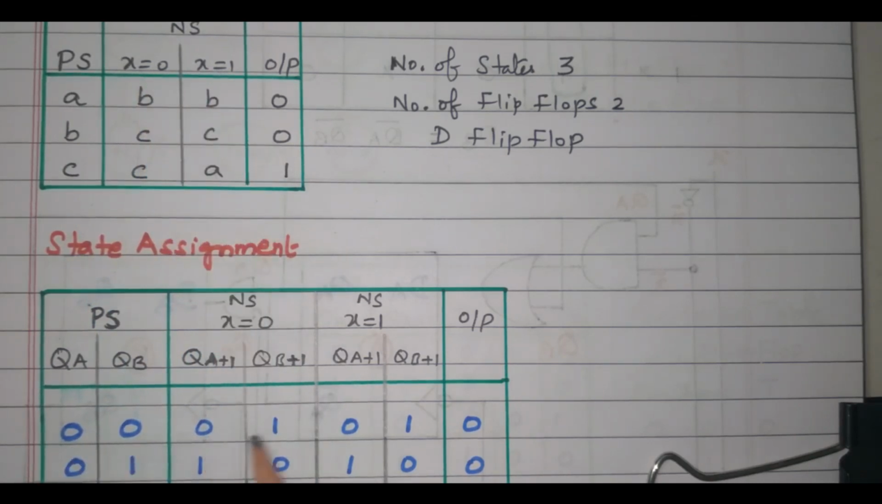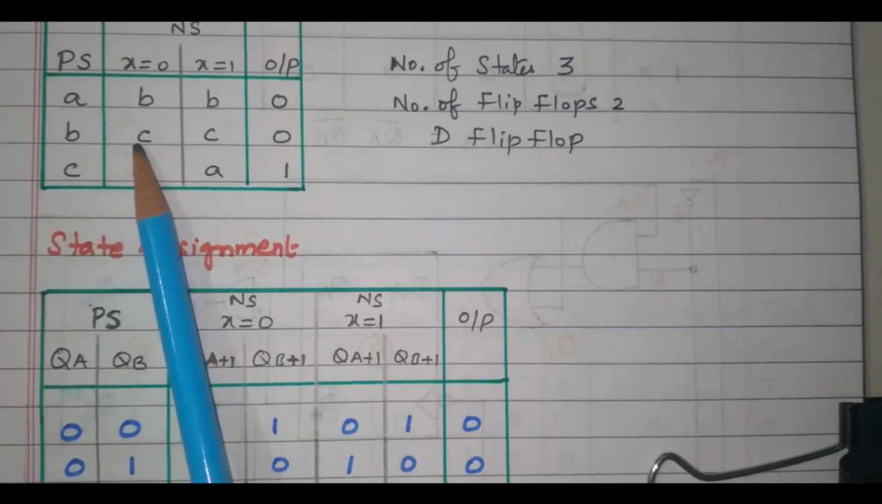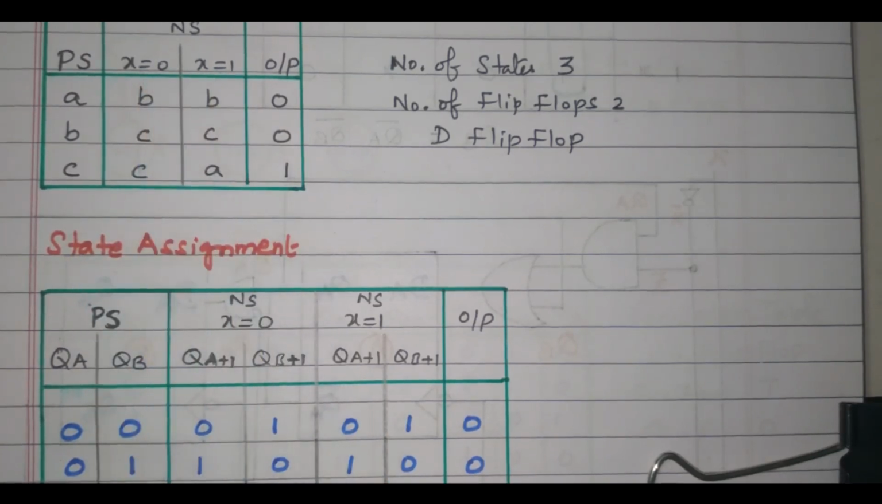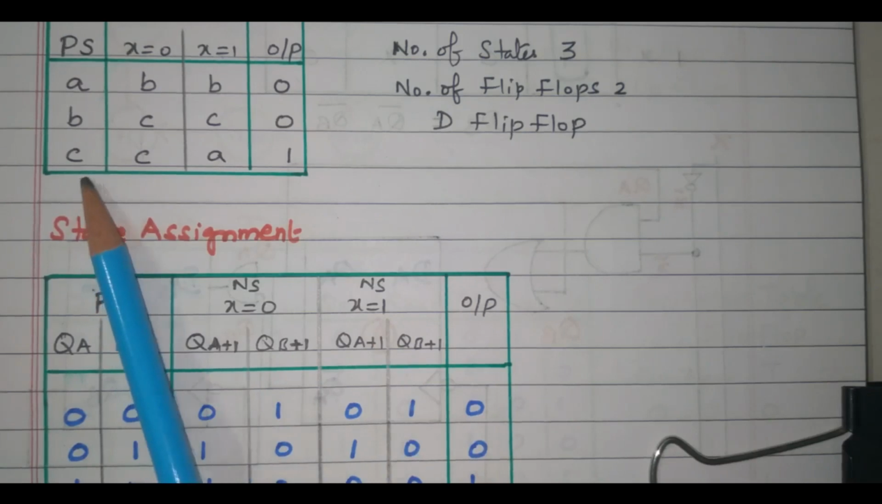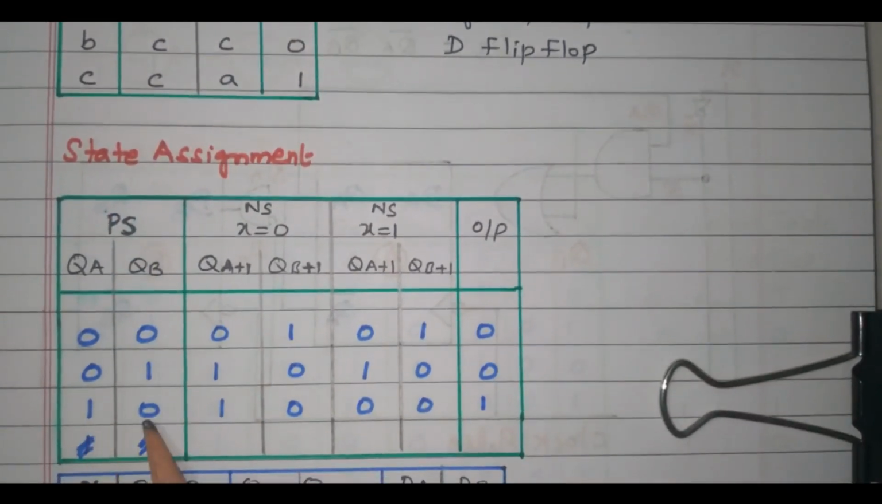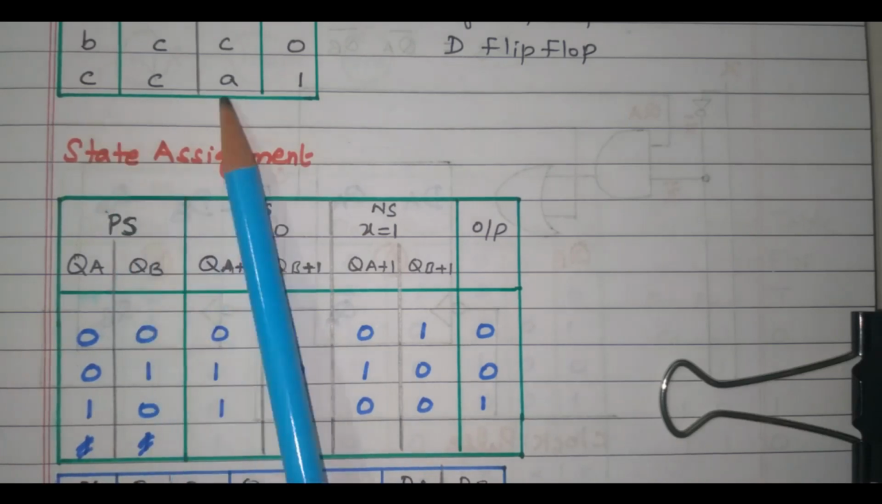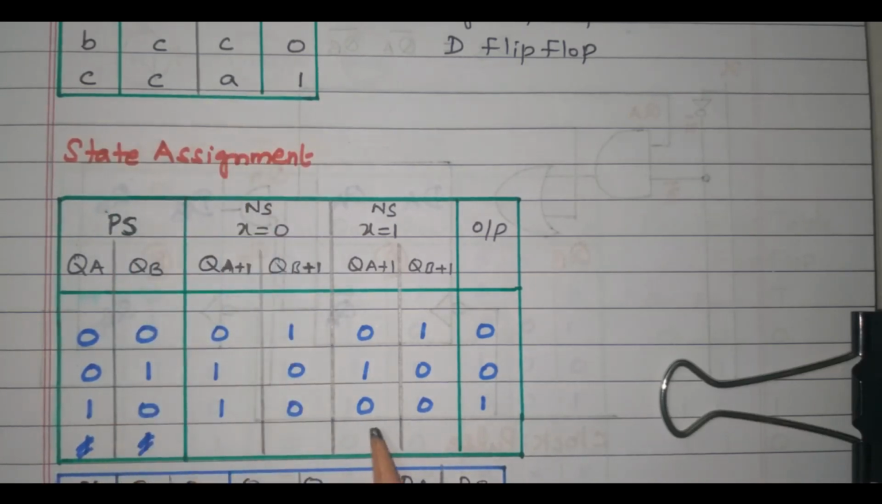0, 0 goes to 0, 1 for x equal to 0, and again 0, 1 for x equal to 1, with an output of 0. Similarly, B goes to C for both x equal to 0 as well as 1. So, B is 0, 1. What is C? 1, 0. So, 0, 1 goes to 1, 0 for x equal to 0 as well as x equal to 1, and the output is 0. Then C goes to C, that is 1, 0 goes to 1, 0 itself for x equal to 0. Similarly, 1, 0 goes to 0, 0 for x equal to 1, that is, C goes to A, and the output is 1.